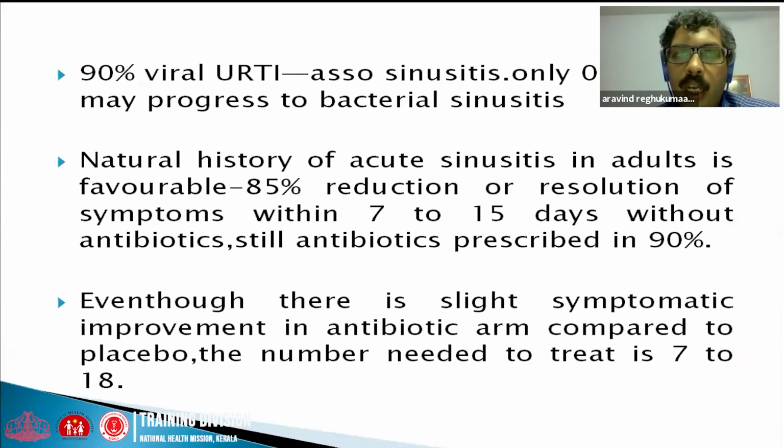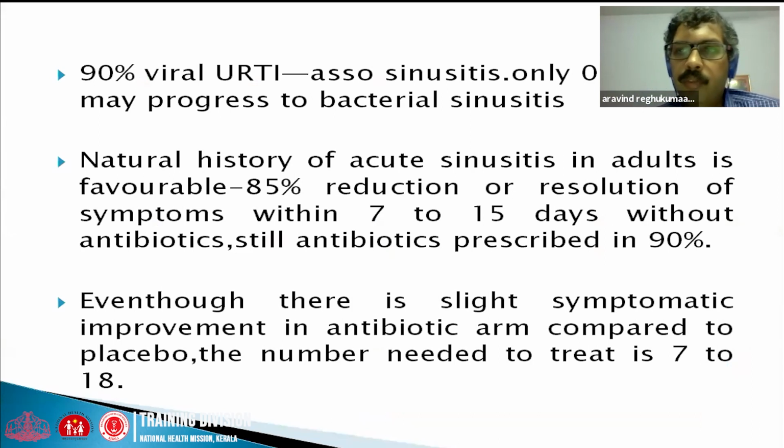90% of viral upper respiratory tract infections have a component of sinusitis associated with them, of which only 0.5 to 2% will progress to bacterial sinusitis. If we ask the students, the patient is having rhinitis and other features of sinusitis, so it is clear that it is a viral sinusitis. Then why are you starting an antibiotic? They will say that it is to prevent a bacterial infection from occurring. So antibiotics actually can't prevent a bacterial infection from occurring.